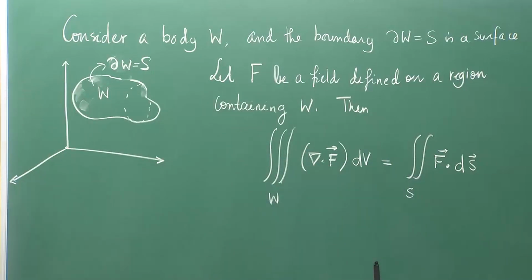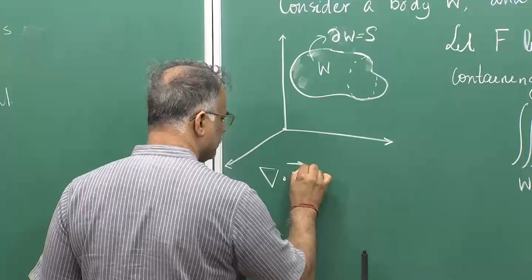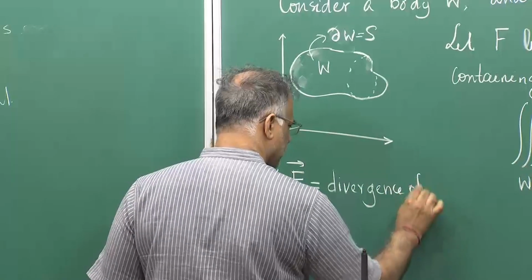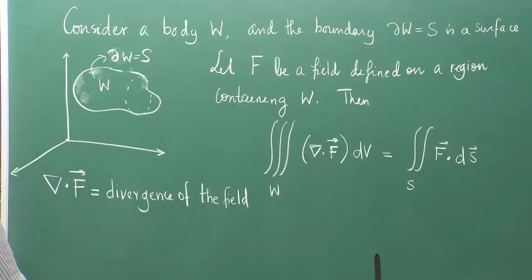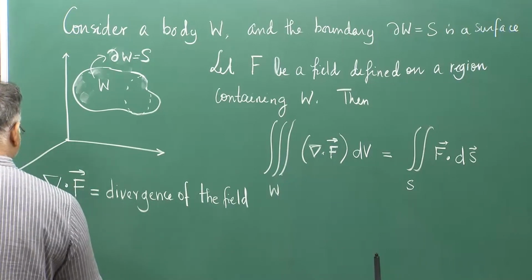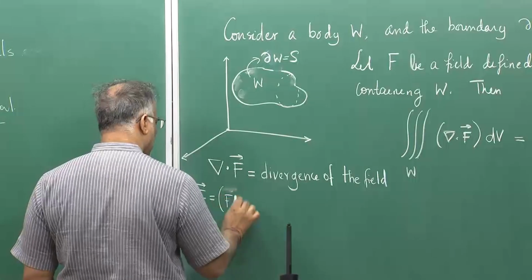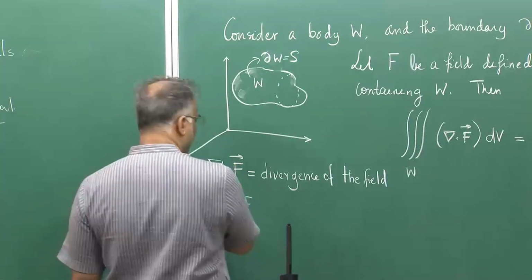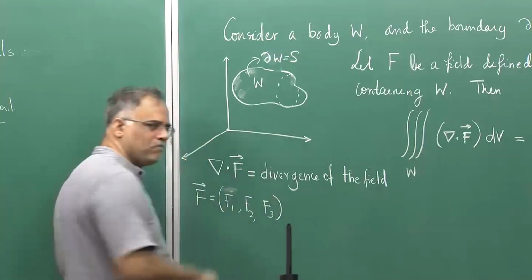Now, what is this? We have spoken about dot products, but we have not spoken about divergence. So, del dot F is called the divergence of the field. Why do I write it like this? Let the field F have 3 components. By now you are habituated to the fact that these are all functions from R3 to R: f1 of xyz, f2 of xyz and f3 of xyz.